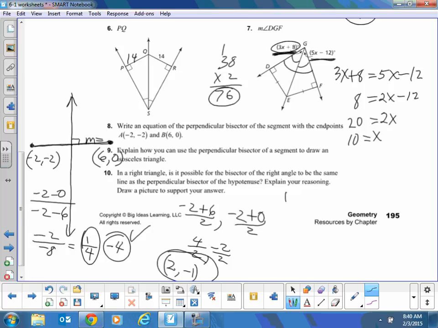So now I just use y equals mx plus b. Y is -1 equals m, which is -4, times x, which is 2, plus b. So -1 equals -8 plus b. So b must equal what? 7. So y equals -4x plus 7.